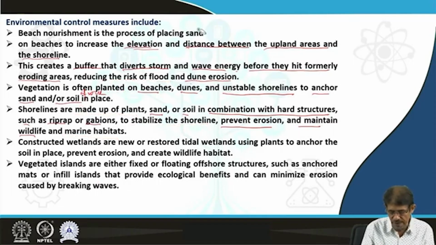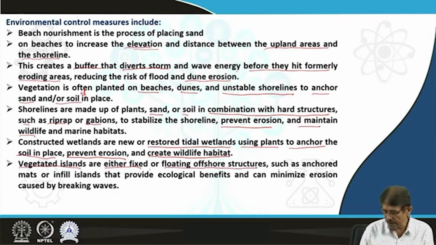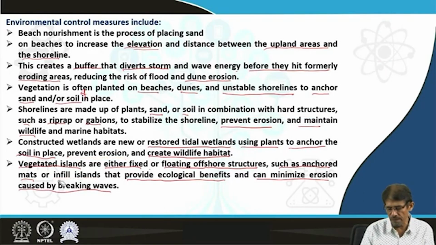Constructed wetlands are new or restored tidal wetlands using plants to anchor the soil or fractured rock mass or prevent erosion and create wildlife habitats. And the vegetated islands are either fixed or floating offshore structures such as anchored mats or infill islands that provide ecological benefit and can minimize erosion caused by breaking waves.